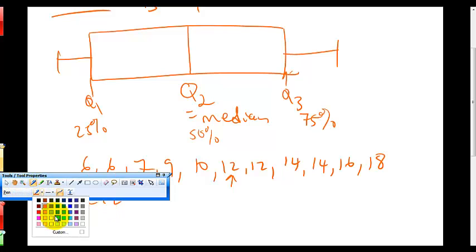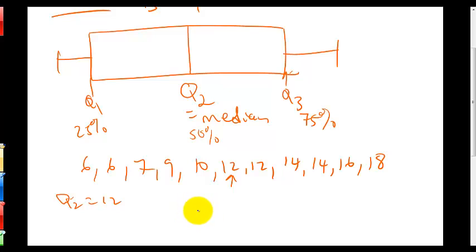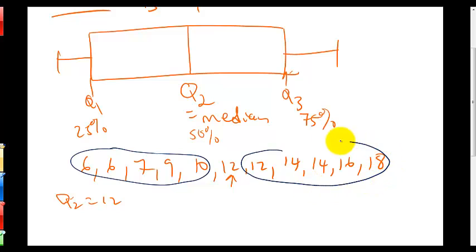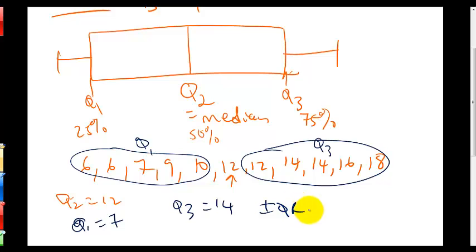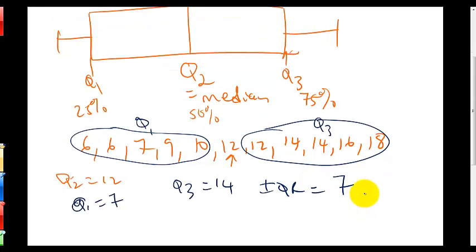Let me use a different color so I don't get it mixed up. All right, Q2 equals 12. Now I'm trying to work out my Q1. How do I do that? You split it in half. Yes, the median. And then you find the median of the first half. That's it, you got it. So that's my Q1, and that's my Q3 pretty much. So you find the median of those. So Q1 is equal to 7, and then Q3 is equal to 14. Therefore, my interquartile range is 7. 14 take away 7.